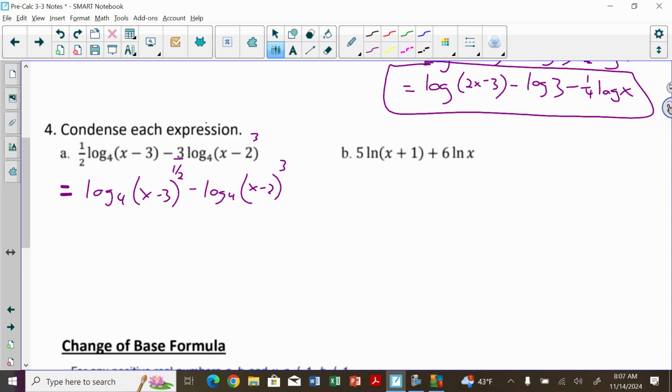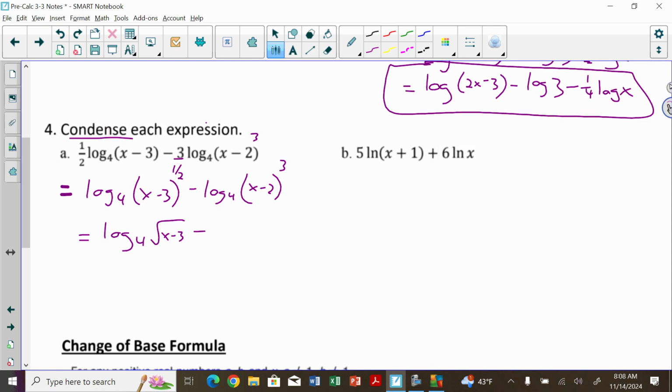All right. Now, again, just working backwards. What is something to the 1/2 power? It is a square root, right? So I'm going to take log base 4 of the square root of x minus 3. Remember, I'm working backwards. I'm condensing now, so I'm going back into multiplication and division here.